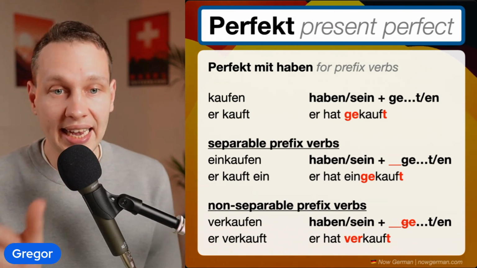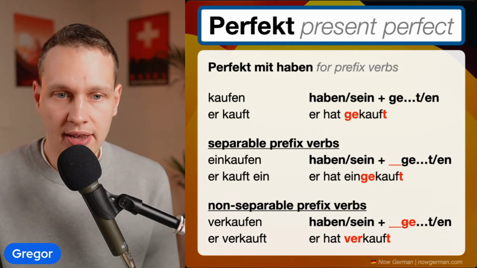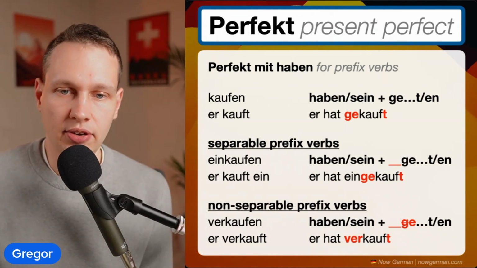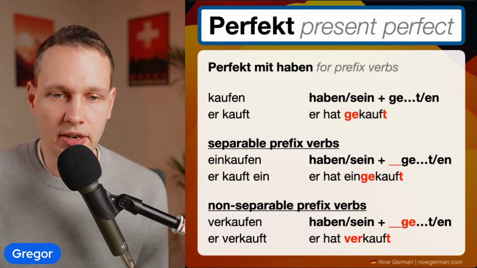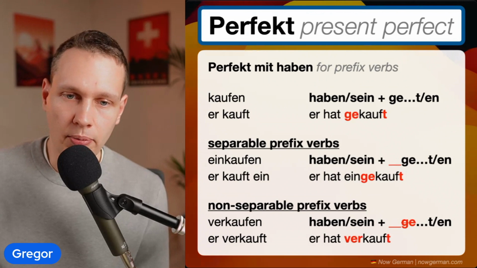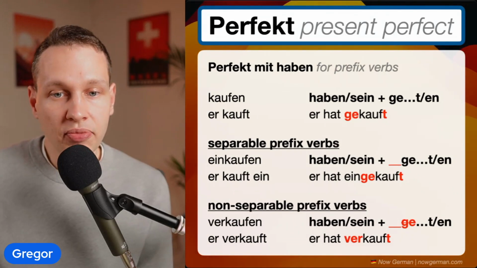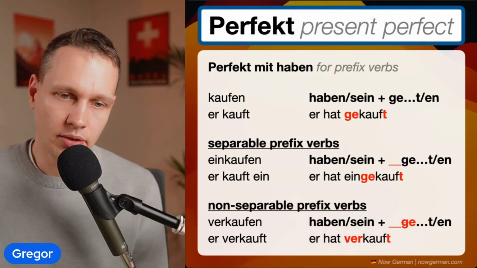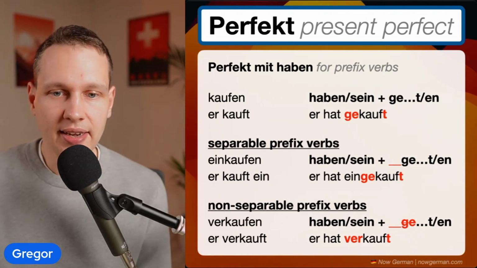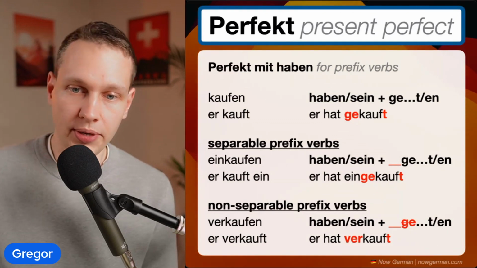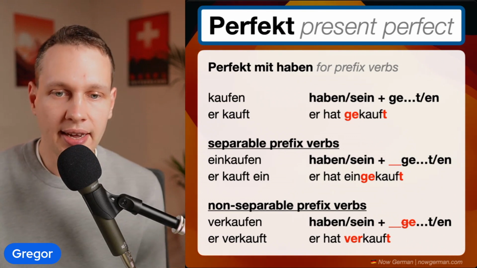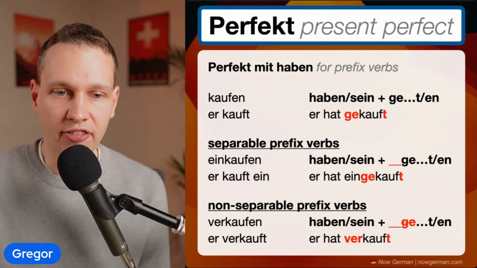For example, ein, this prefix is always separable, and ver, this one is never separable. You can find the list on the internet, or you can ask ChatGPT or any other AI, and you'll easily get this kind of list that shows you all the separable and non-separable prefixes. And so the way we now build the perfect tense with non-separable prefix verbs is that we basically just do the same as we do with all other verbs, but we don't add ge. So in the case of verkaufen, we get hat verkauft.